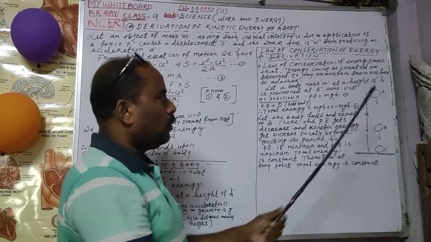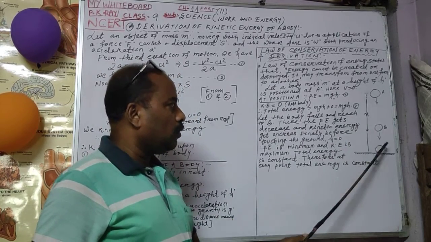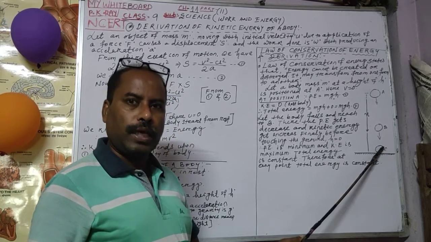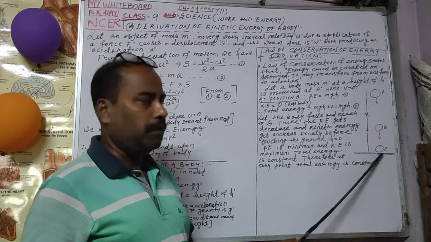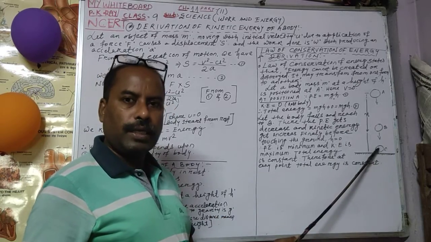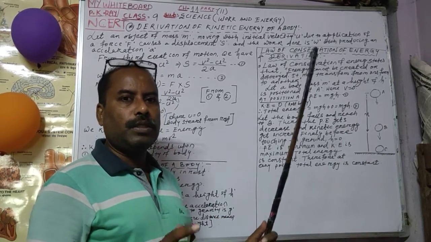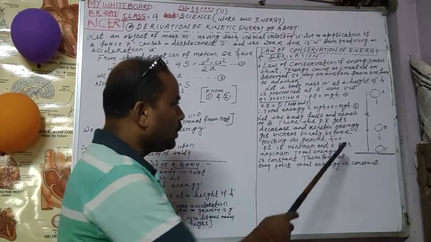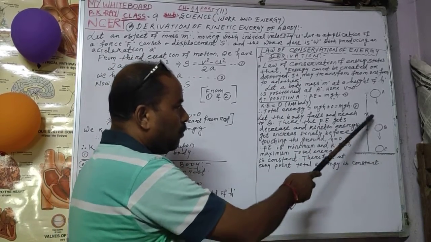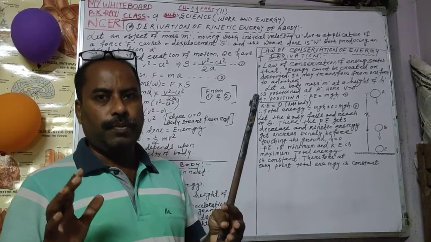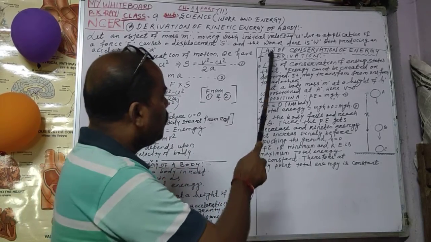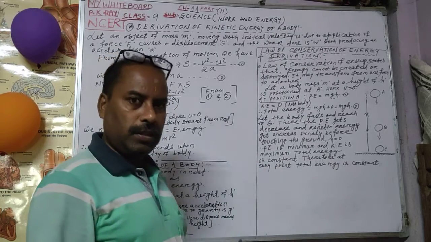So the total energy here is also that much, but it was only converted from one form to another, that is potential energy to kinetic energy, and the total amount of energy remains the same. So this says that at any point of an object, the total amount of energy remains constant. So this is your law of conservation of energy derivation.